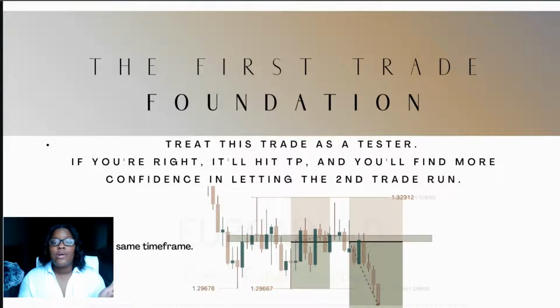Is this trade going to stand on solid ground? That is what we want to know. Especially if you have a strong trend, because if you are right, price is going to hit your TP, and you'll find more confidence in letting the second trade run. Now, here's why I'm saying this. A lot of times when we're talking about trading psychology, a lot of people don't have confidence in themselves to hold a trade. A lot of people don't also have confidence to let the first trade run in their favor.